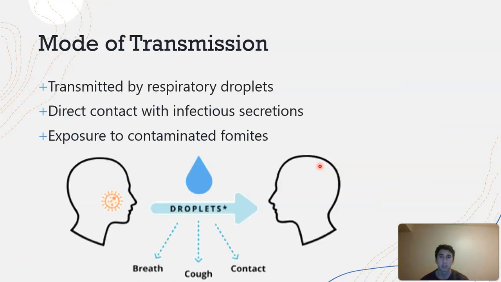The mode of transmission for this coronavirus is primarily respiratory droplets, so inhalation of infectious droplets from another person. So you inhale it and then it infects you. There is also direct contact with infectious secretions, and exposure to contaminated fomites. Fomites are the inanimate surfaces that the virus may cling to, and then maybe you touch that surface or somehow that virus comes off that surface and you inhale it.